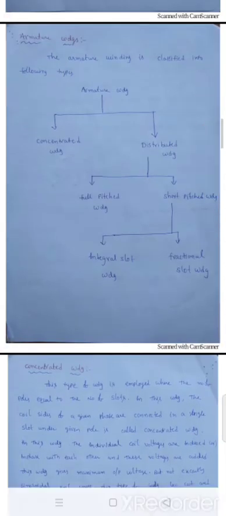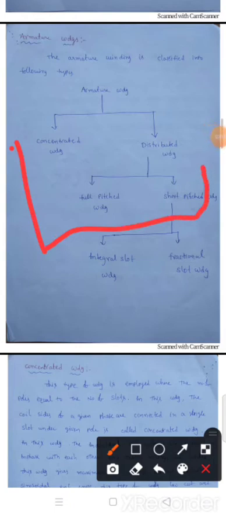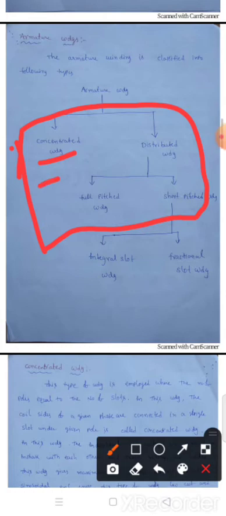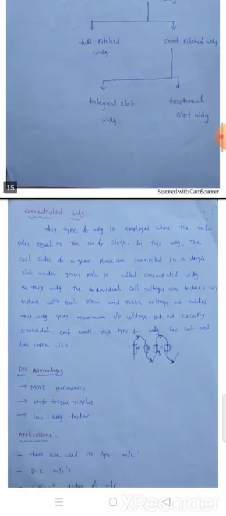Regarding the EMF equation, in concentrated winding the sum of voltages will be added arithmetically. The full pitch winding is also added arithmetically, whereas in distributed winding and short pitched winding, the EMF will be calculated by vectorial sum. Disadvantages of concentrated winding are more harmonics, high torque ripples, and low winding factor. Applications: these are used in synchronous machines or DC machines.